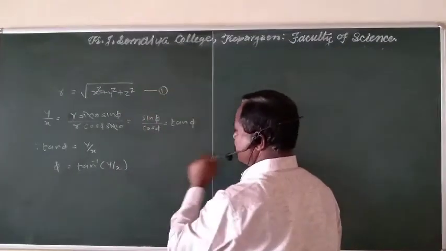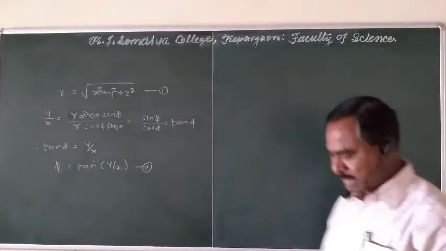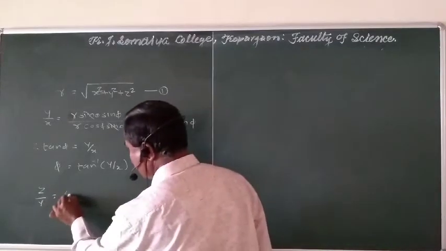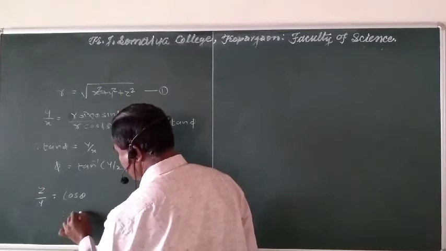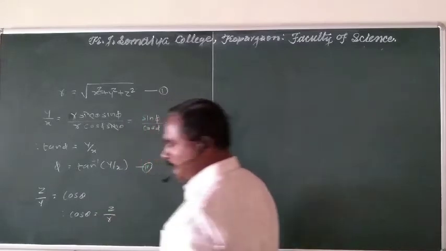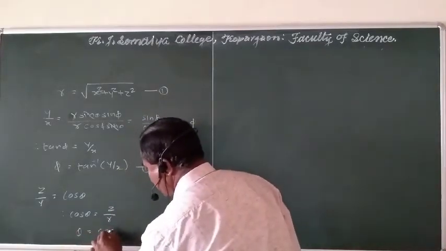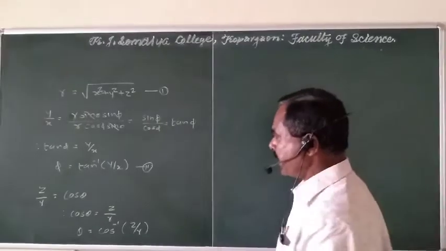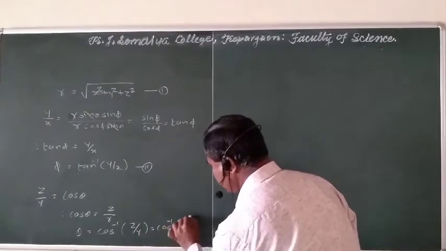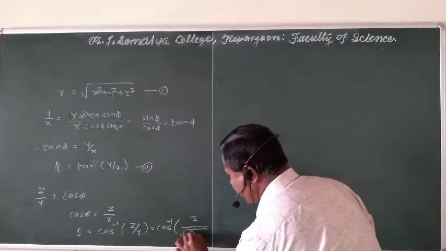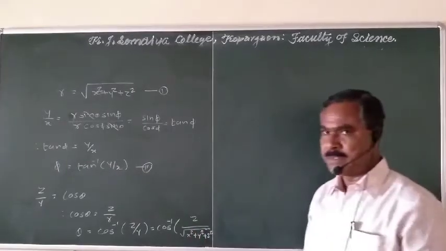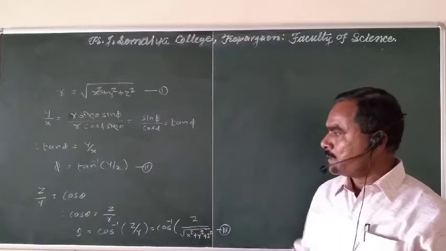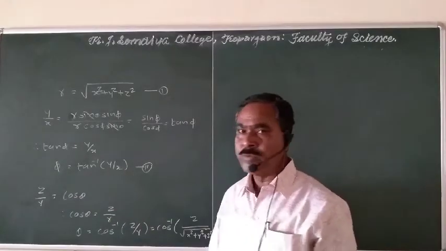Write this phi equal to tan inverse y upon x, right? So name this equation first. This is equation second. Then next we calculate z upon r equal to cos theta, therefore cos theta equal to z upon r. Right, you write theta equal to cos inverse z upon r. Then you substitute the value of r from equation first, that is equal to cos inverse z upon root x square plus y square plus z square. Okay, so equation first, equation second. This is equation third. So equation first, second and third give the relation between spherical coordinate to Cartesian coordinates.